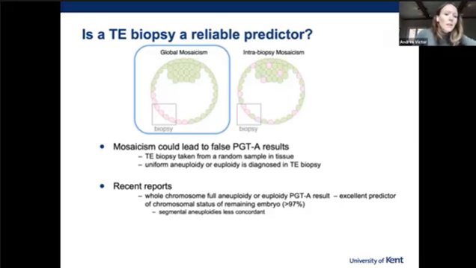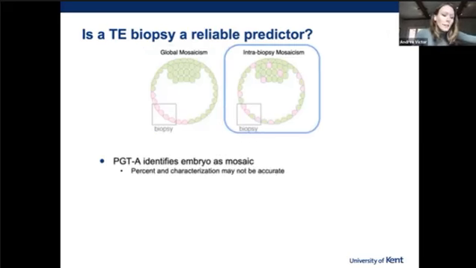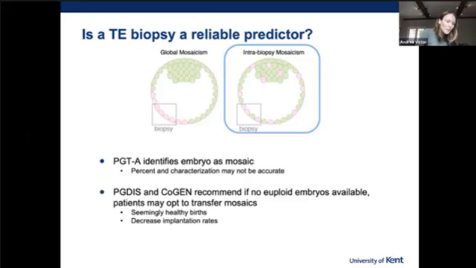So in instances of intra-biopsy mosaicism, on the other hand, the mosaic composition is captured by the Pgta result in the trifecta biopsy, though we still don't necessarily know if the percent aneuploid cells or the aneuploidies present in the biopsy truly represent that of the remaining embryo or the ICM. And PGDIS and ASRM say in the absence of a euploid embryo that mosaic embryos can be transferred. This is based on studies showing that mosaic embryos do or can lead to seemingly healthy births, although at decreased implantation rates.